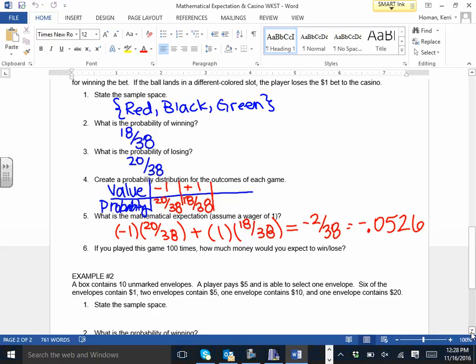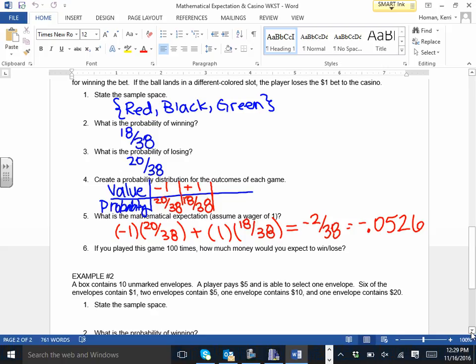Now, we know that's not realistic, that if we go up and play one time, we're going to lose 5 cents. No, we can either make $1 or lose $1. However, as we play, the more and more we play, it's going to even out to where you're only losing 5 cents per time. If the probability was perfect, how many times would that be? It just depends. We would have to play this hundreds and hundreds of times. The more we play, the closer we get to that number of losing 5 cents each time.